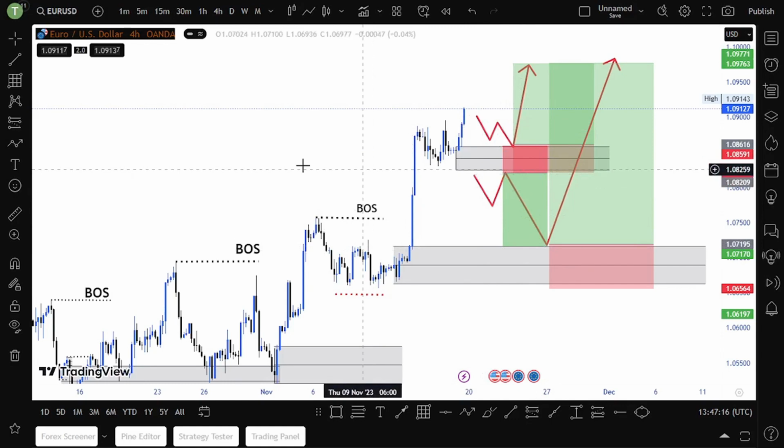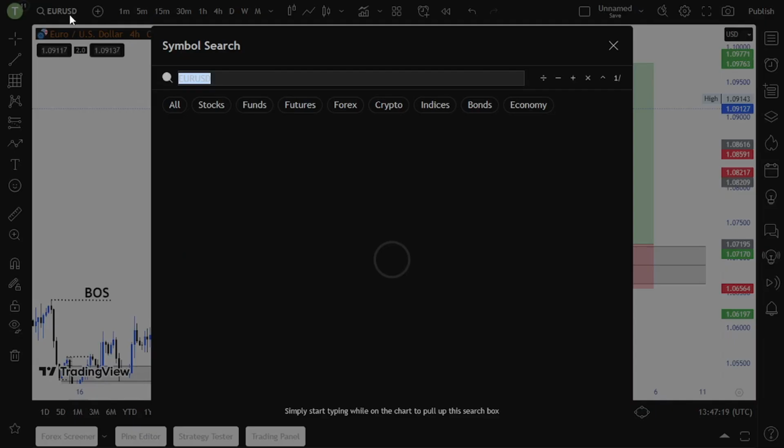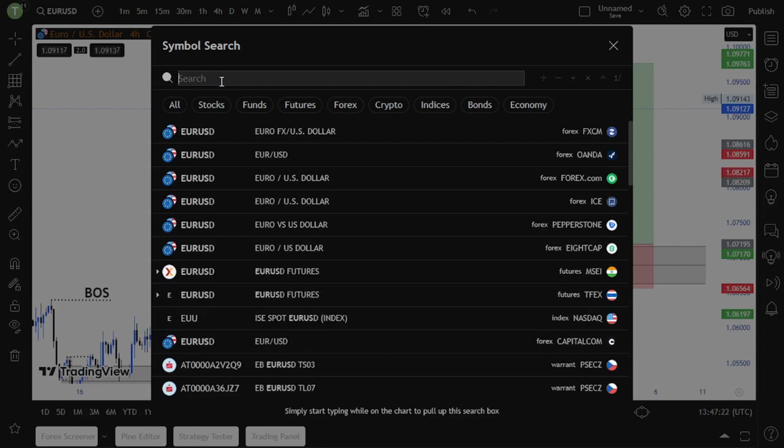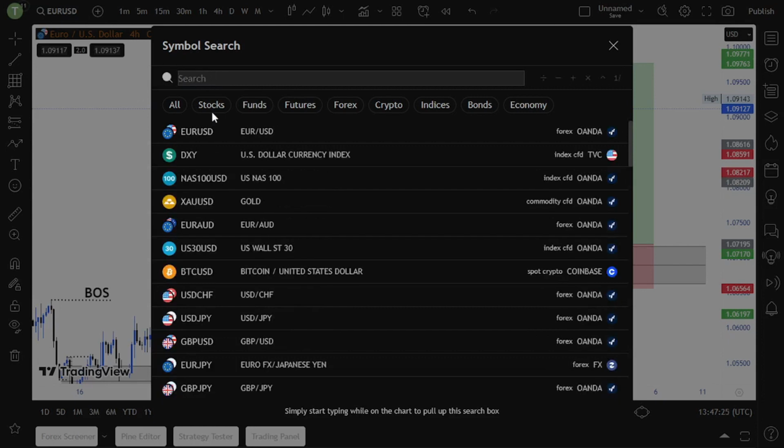So that is my view on EURUSD, guys. We are bearish, as you can see there. Market structure on H4 is bearish. So now let's look at GBPUSD.